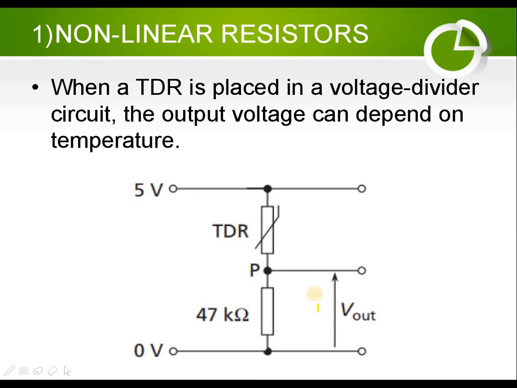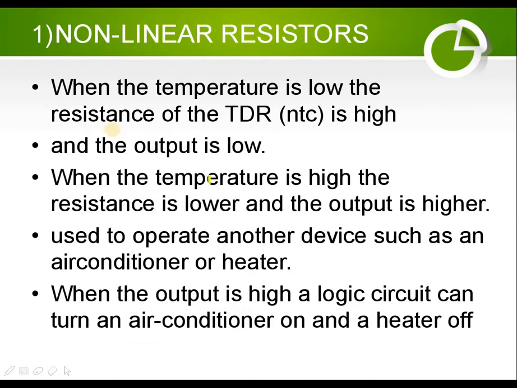Basically, when the temperature is low, you can note that the resistance of the temperature dependent resistor, the NTC, is high. The output here, this V output, is low. You can check this from the equations in the previous lectures. While when the surrounding temperature is high, the resistance is lower and the V output is high. This is written theoretically here.